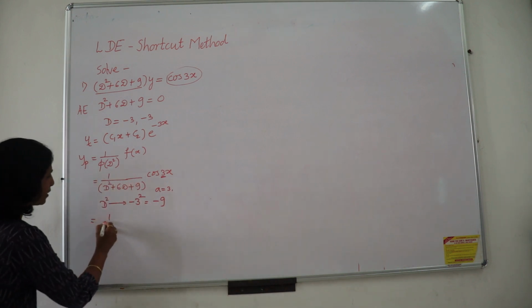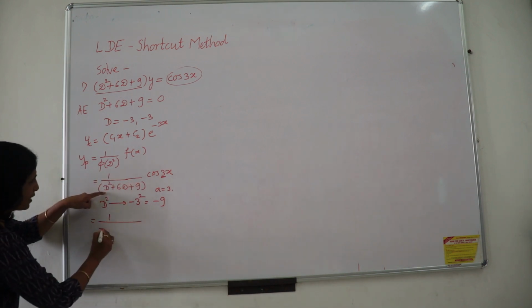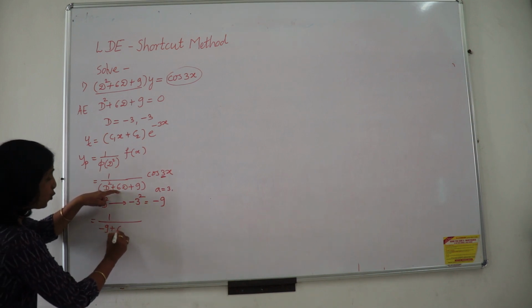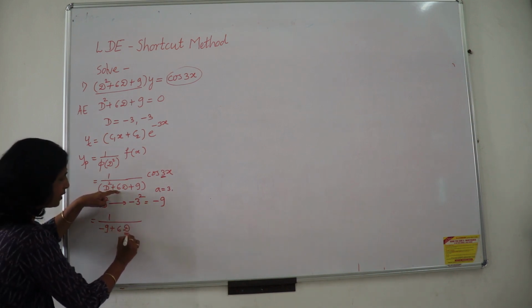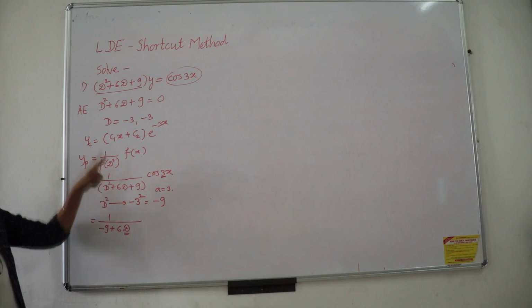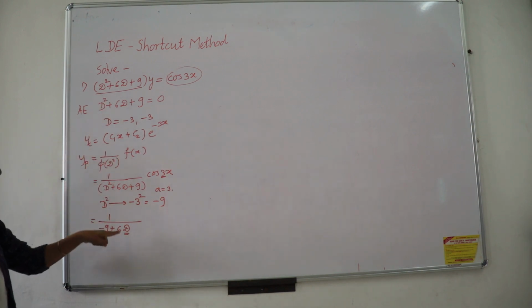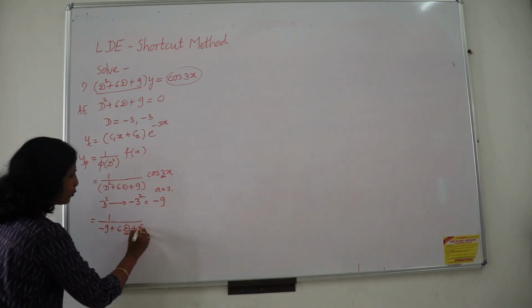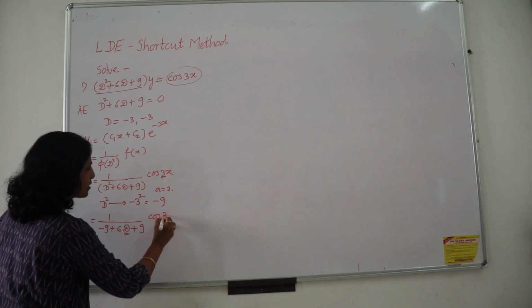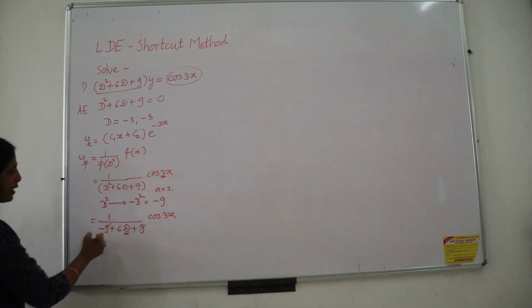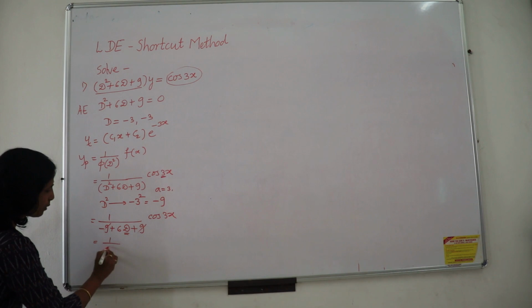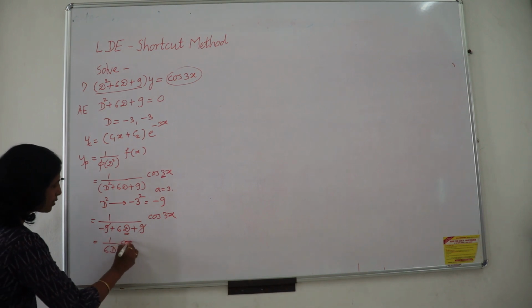So now replace it here. 1 upon D square I will replace by minus 9. There is no provision to replace this D. All of you please note here, this case doesn't allow you to change simple D here. 9 will remain of course as it is, cos of 3x. And now what will happen? Plus and minus 9 will get cancelled. It is 1 upon 6D of cos 3x.